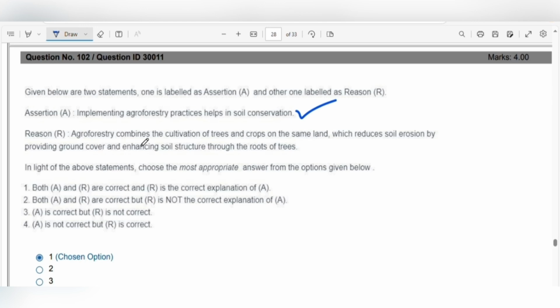Agroforestry combines the cultivation of trees and crops on the same land. Correct. Which reduces soil erosion. Correct. By providing ground cover. Correct. And enhancing soil structure through the roots of the trees. Correct. So both the statements are absolutely correct, and it correctly explains why implementing agroforestry practices helps in soil conservation. So there is no single doubt about this question, and option 1 will be the correct answer. I think this question was really easy, and just by reading the statement you will get to know this is a perfectly answered question, and option 1 is the correct answer.